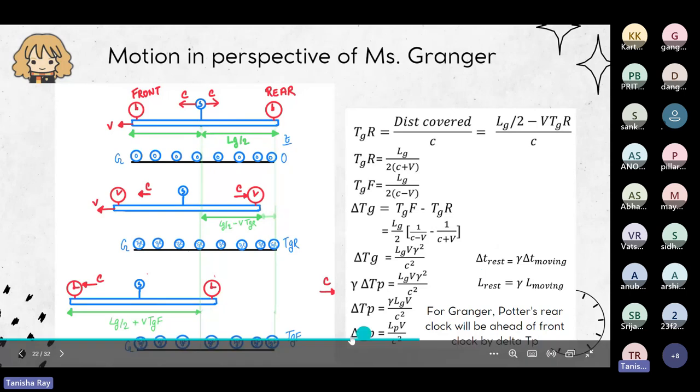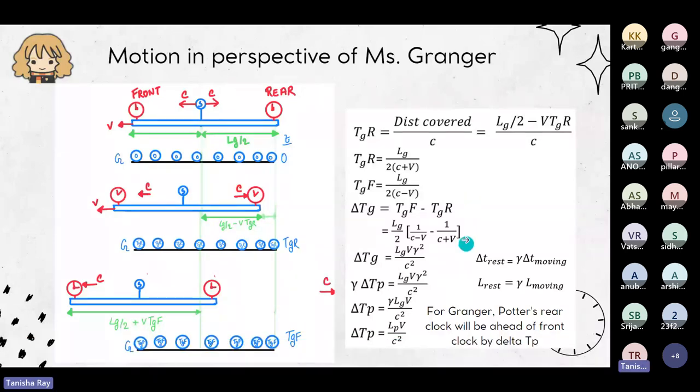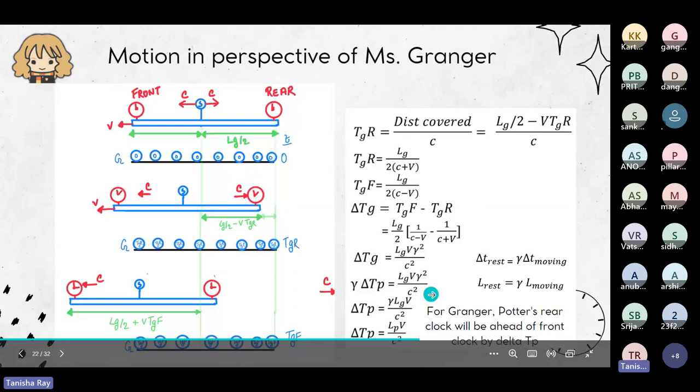So in Potter's frame of reference, we will have Potter at rest. Therefore, we will place this LP here and LG here, and we will have that LP is equal to gamma times LG. So we will simply replace this gamma times LG by LP, and then we will reach the equivalent time lag between the two clocks that Granger perceives when seen from the perspective of Potter. So for Granger, Potter's rear clock will be ahead of the front clock by this time interval TP. At least Potter will perceive that Granger is saying so.